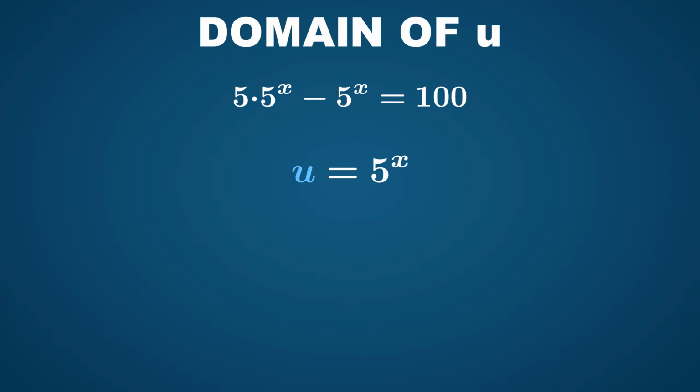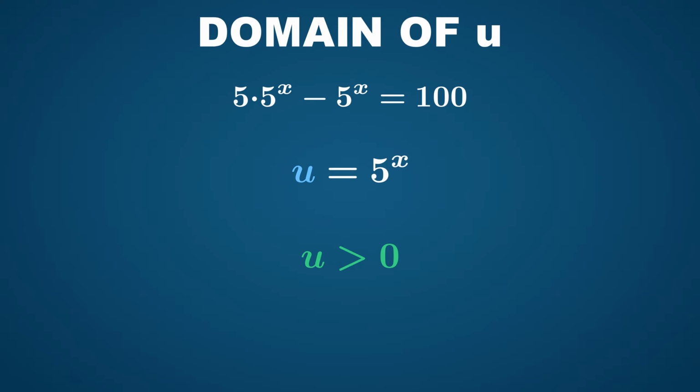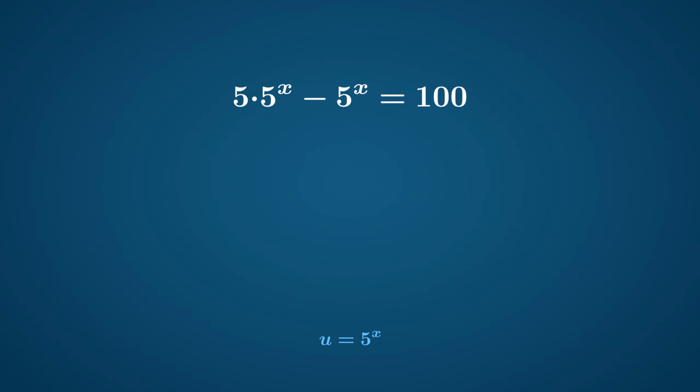We must carefully define the domain for our new variable. The variable u represents an exponential math function. The base of this exponential function is a positive 5. A positive base raised to any real power remains positive. It can never become a negative number under any condition. It also can never evaluate to the number 0 itself. Therefore, the value of u must be strictly greater than 0. This is an important condition for our new variable u. We proceed knowing u is restricted to positive values.